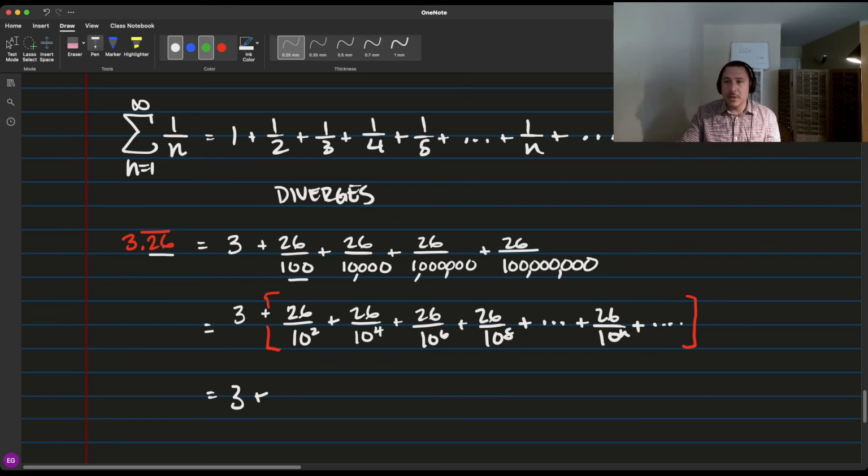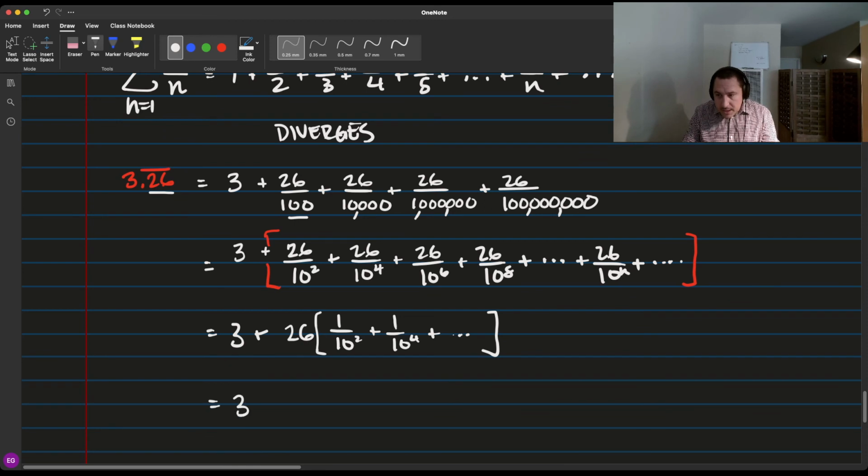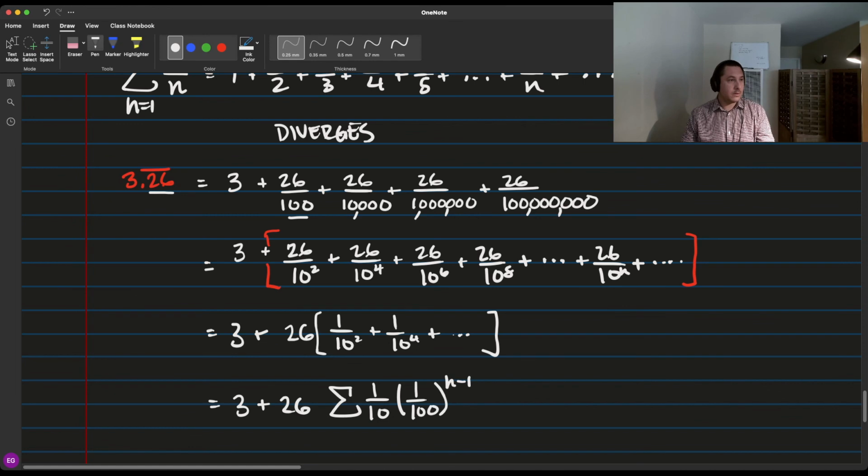And I guess what we're going to do is we're going to rewrite this as... you can factor out a 10 squared from everything. Wait. No, we'll factor out a 26, my bad. You'll factor out a 26, and then that gives you 1 over 10 squared plus 1 over 10 to the 4th, dot, dot, dot, forever, right? Higher and higher powers. So you get 3 plus 26 times, and now this is a sigma. Your first term is 1 over 100. And then what do you multiply by each time? 1 over 10 squared. So that's 1 over 100 to the n minus 1.